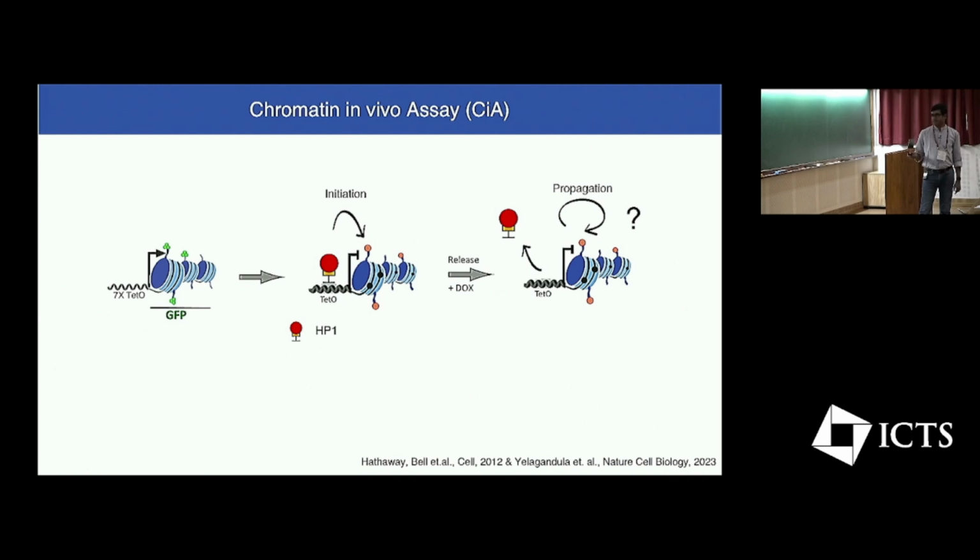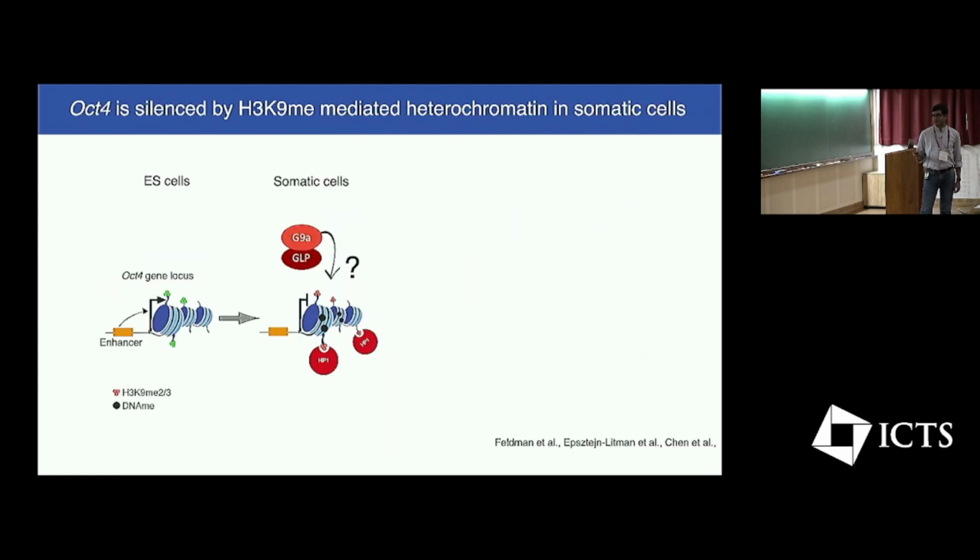And after that, if we want to test the epigenetic memory, by adding doxycycline we can release the HP1, and then we can ask if it is maintained in an epigenetic manner or not. To insert this reporter in the genome, we could have inserted it in thousands of sites, but we chose the OCT4 locus as the region to insert this reporter.